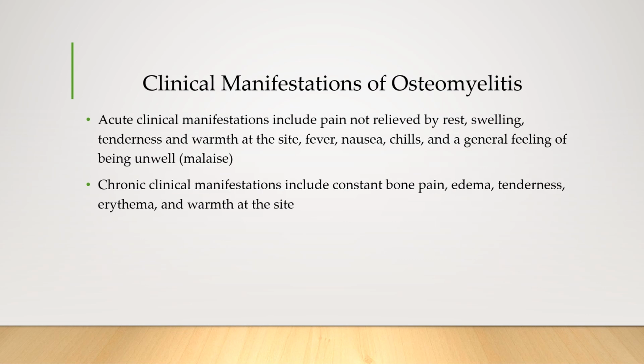Clinical manifestations of osteomyelitis. Acute clinical manifestations include pain that is not relieved by rest, swelling, tenderness, and warmth at the site, fever, nausea, chills, and a general feeling of being unwell. A general feeling of not feeling well is what we term malaise. Chronic clinical manifestations include constant bone pain, edema, tenderness, erythema, and then warmth at the site.